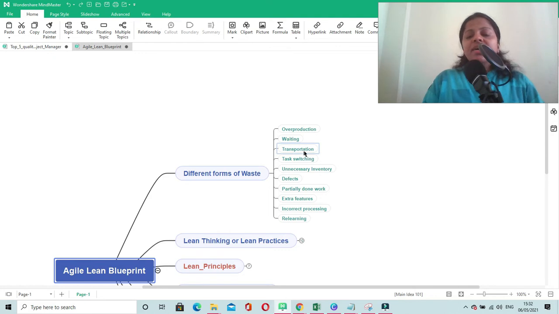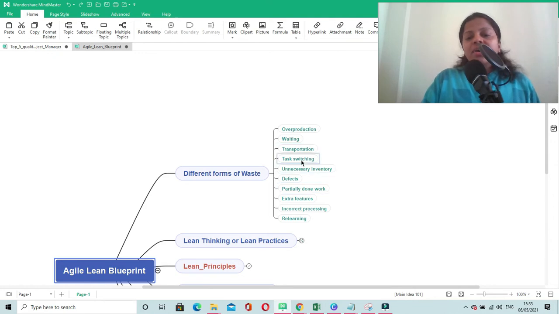The third form of waste is transportation. This mainly applies in the non-software industry, because in the manufacturing industry it may so happen that they are manufacturing some parts of a particular product at one place and shifting them to another plant through transportation. That might also cause some delay in the process. So that is counted under waste.